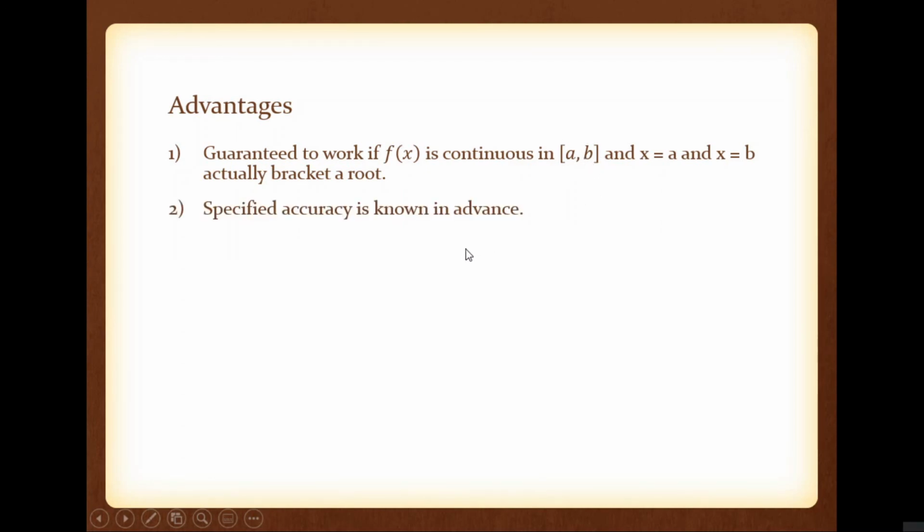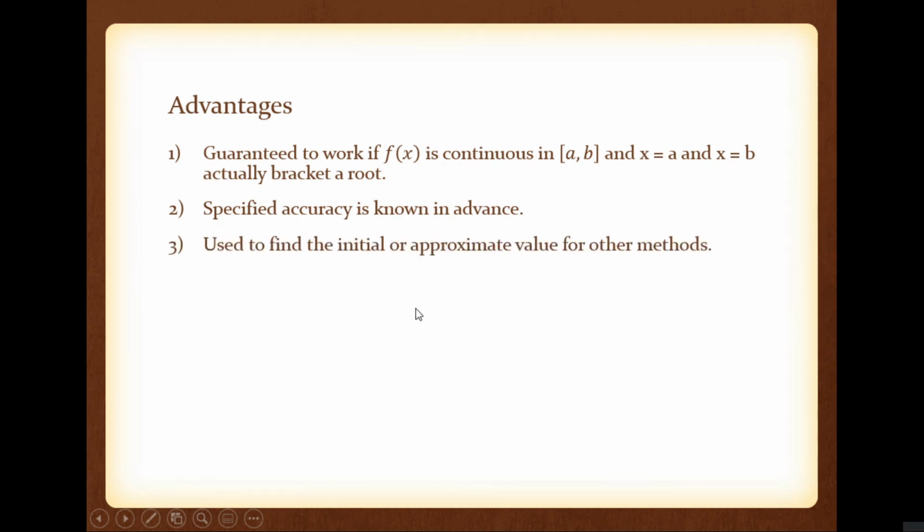Then we know the accuracy of this one. I told you this one is inaccurate, but that accuracy level we know. If you are using n iterations, then the inaccuracy is b minus a divided by 2 raised to n. We are taking the half of the interval, right? So after the nth iteration, that interval is b minus a, the initial interval, divided by 2 raised to n. So we know the accuracy level of this method.